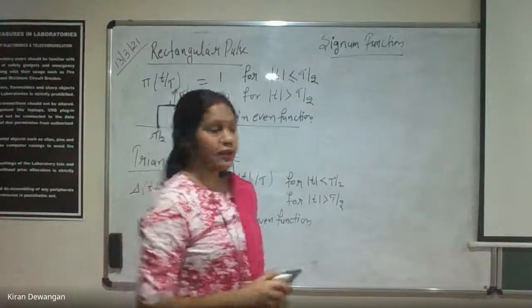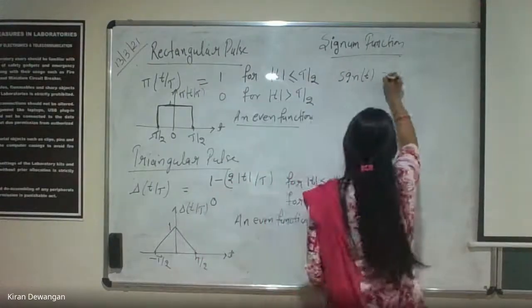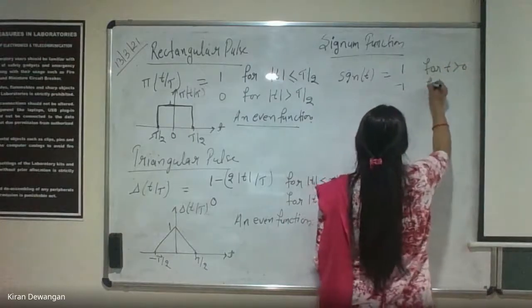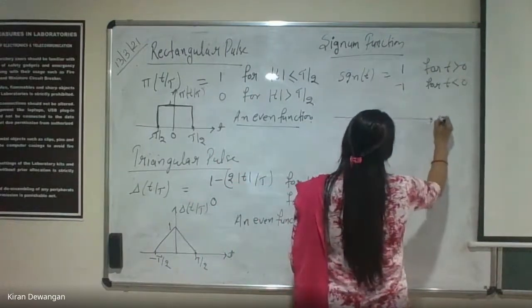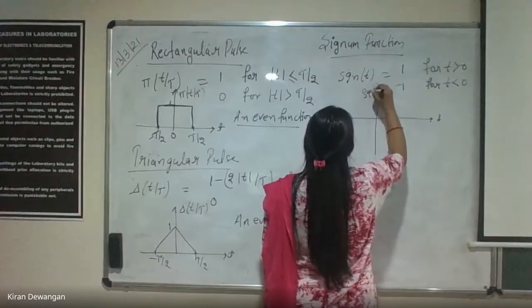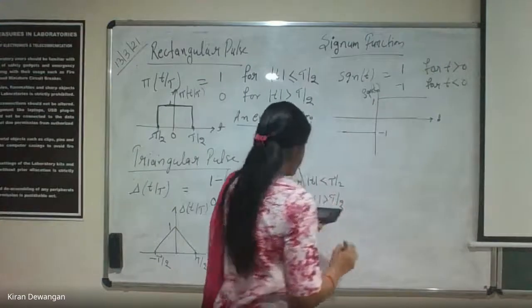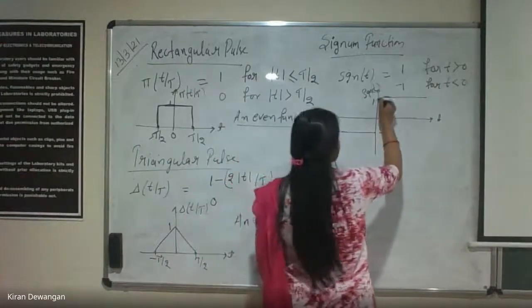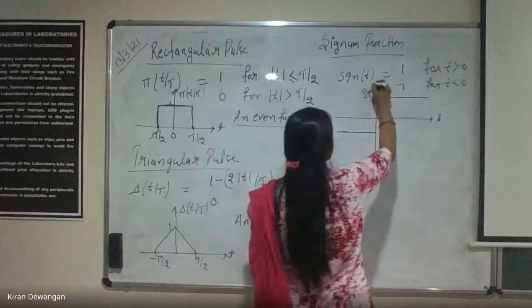Signum function is defined by sgn t, and the value is 1 for all t greater than 0 and minus 1 for all t less than 0. And if we are plotting it for t, this is signum t, this is 1 and this is minus 1. So this is how it's plotted. It will be plotted as 1 for positive t and minus 1 for negative t.